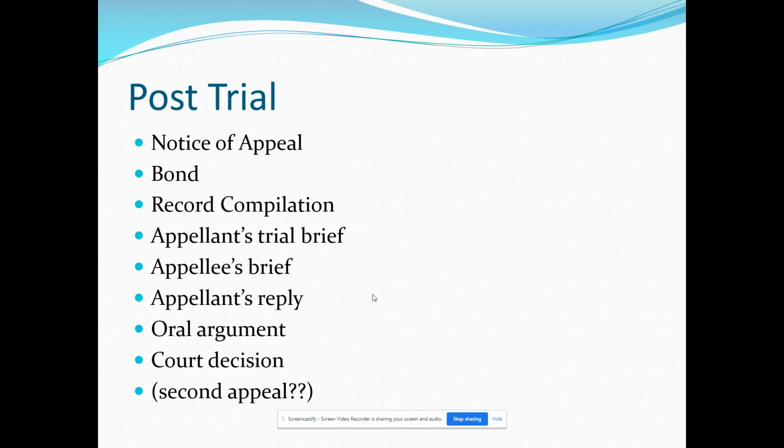Okay, so then if some party is not happy, they may appeal. So the first thing they do on appeal is they file a notice of appeal. They have to post a bond. You can't just file a notice of appeal. They have to put money down.